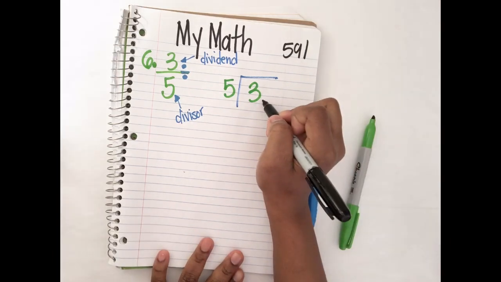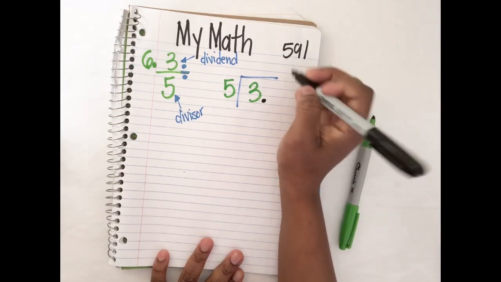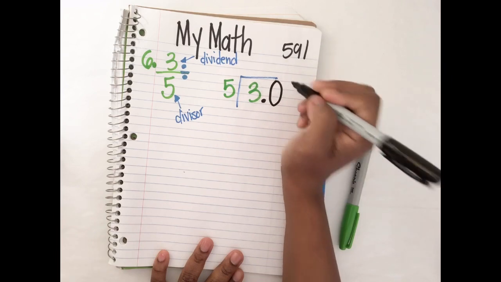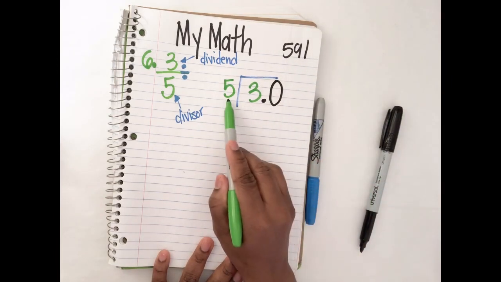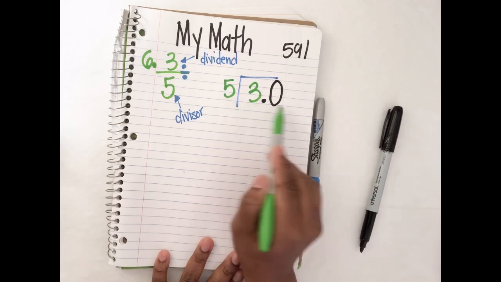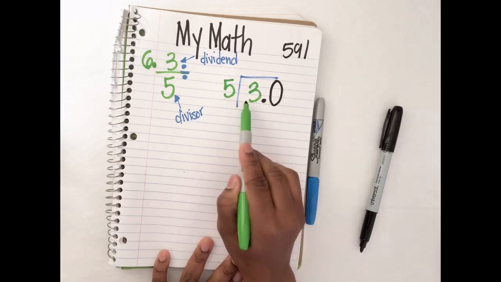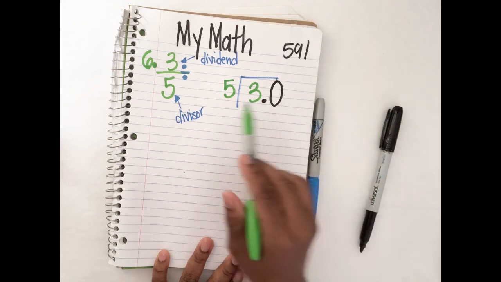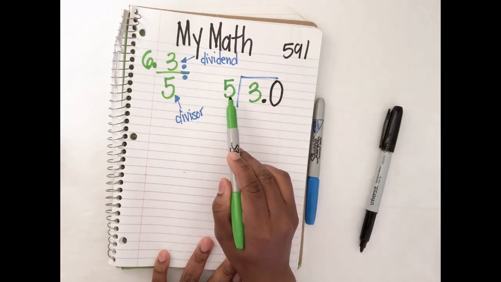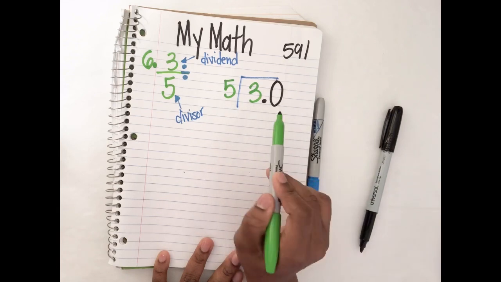We learned this in the last chapter. Put in a decimal point and a 0. Now we can divide. I say, how many times does 5 go into 30? We're going to ignore the decimal right now and say, how many times does 5 go into 30?